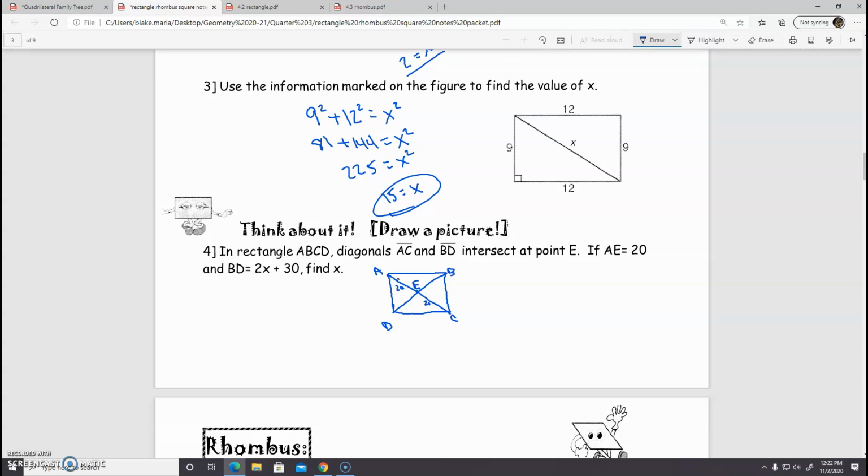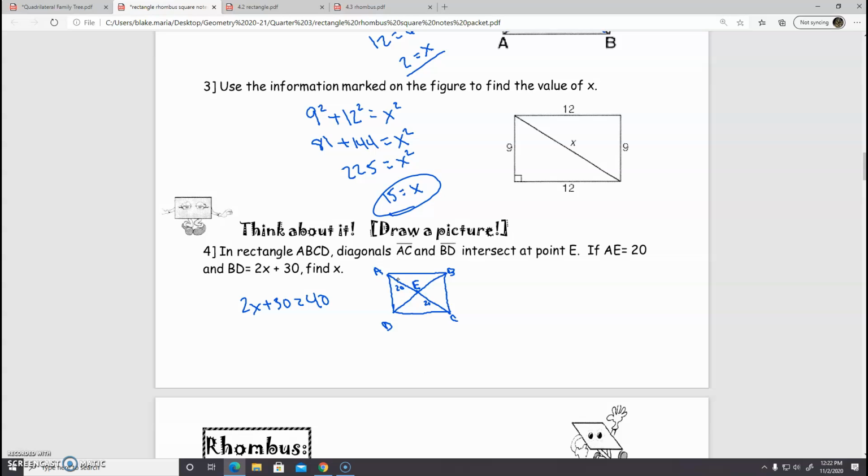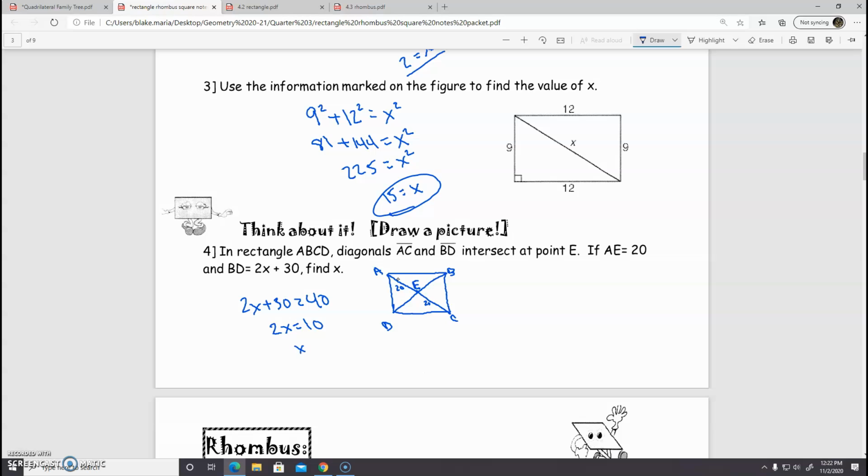Remember, diagonals bisect. That's a parallelogram, not even just a rectangle. You know if this one is 40, 20 and 20 make 40, then BD should be 40. That's a property of a rectangle: diagonals are congruent. BD is 40, AC is 40. So what do they have? BD is 2x plus 30, and we just said that should be 40, because AC is 40. Subtract 30 from both sides and divide both sides by 2, and you get x is 5.